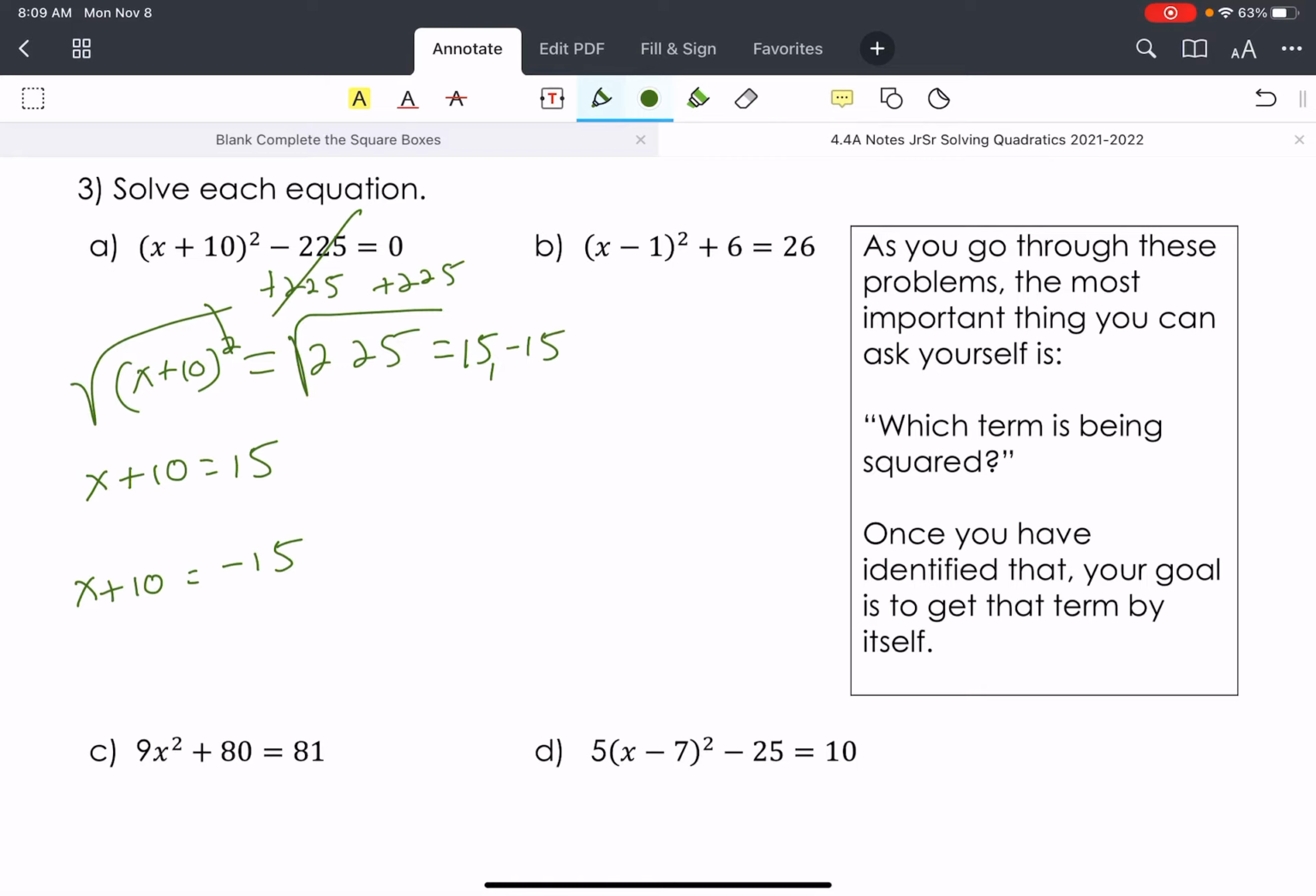How are we doing, okay? So now what, am I done? Is x all alone? Good job. Minus my 10. So x equals 5 and x equals negative 25. Do I expect you to do all that in your head?